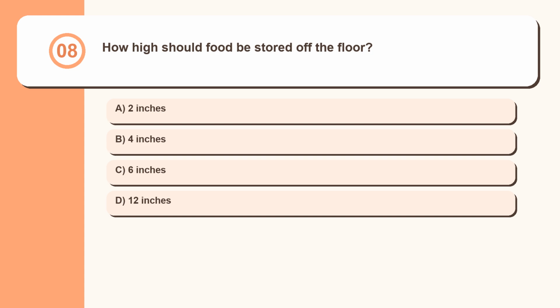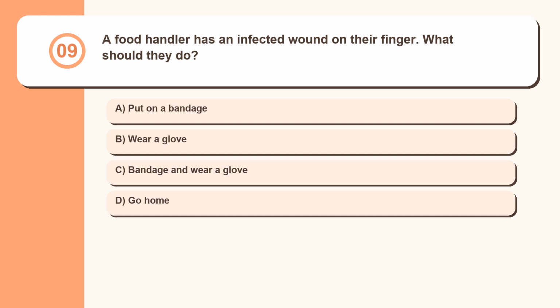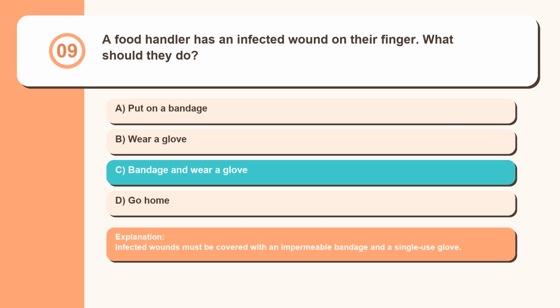Question 8. How high should food be stored off the floor? 2 inches, 4 inches, 6 inches, 12 inches. Food must be stored at least 6 inches off the floor. Question 9. A food handler has an infected wound on their finger. What should they do? Put on a bandage, wear a glove, bandage and wear a glove, go home. Infected wounds must be covered with an impermeable bandage and a single-use glove.